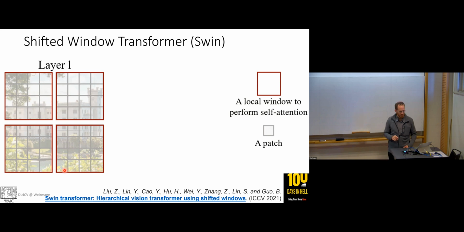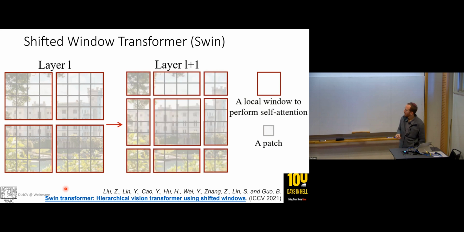So what they do is that they shift these windows between the layers. So this is one layer. The next layer will shift the windows in this half stride manner. So now this patch attends to patches from this window. And actually, after 2 layers, information can propagate between all patches in the image.